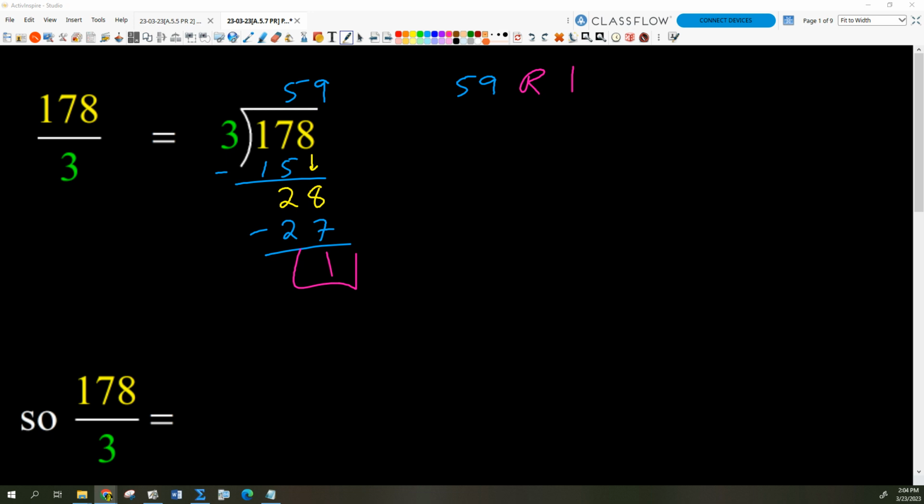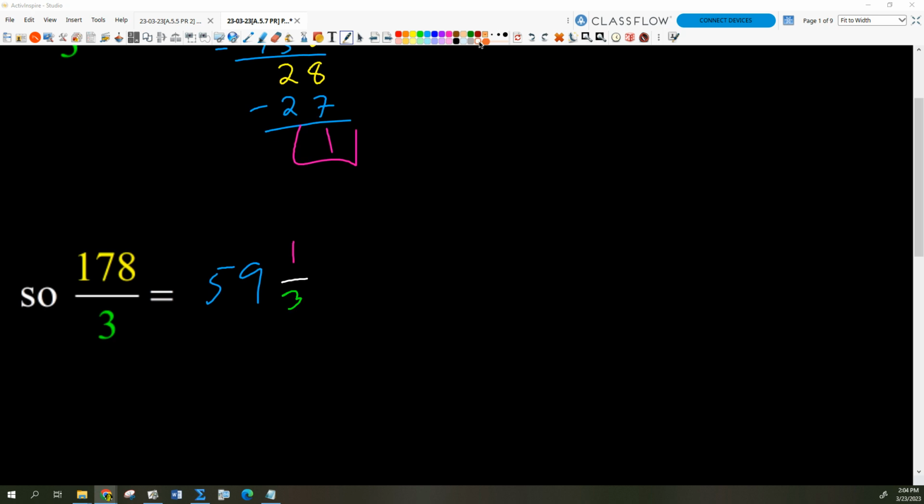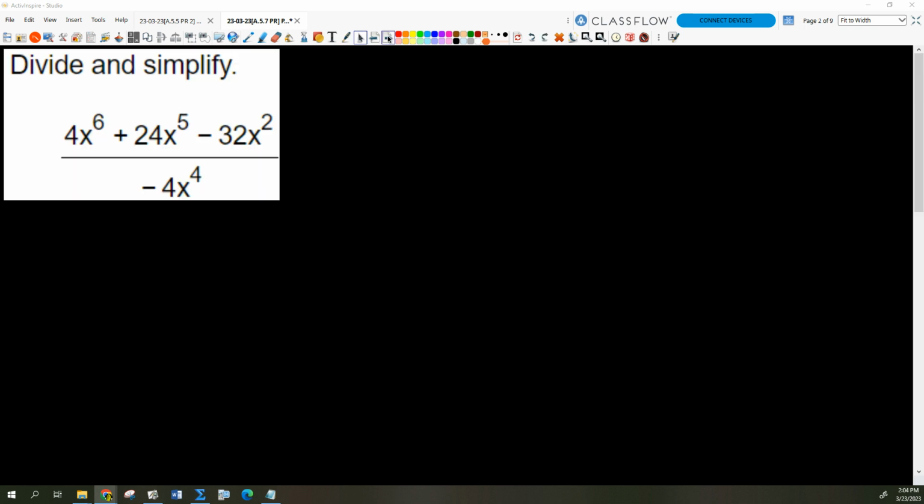So our answer ends up being, look, we get this integer part, 59, and then we get this remainder part. We still have our 3 on the bottom, but our remainder is a 1. So we get 59 and 1/3, which is the same thing, by the way. That's the way we write a mixed number. That's the same thing as saying 59 plus 1/3, isn't it? 1/3 more than 59? Okay, right? You guys remember doing that stuff, right? Okay, well, this is the very same process we follow with polynomial division.